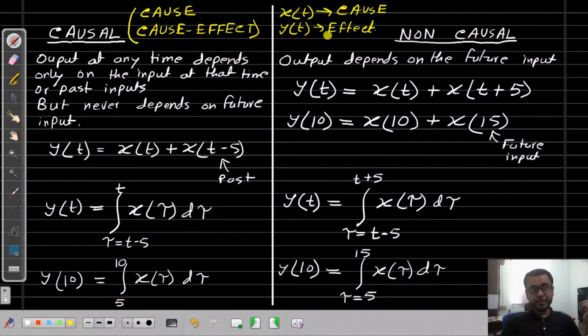Now if the effect depends on future cause, which is funny, then we say the system is non-causal because it does not obey the cause and effect relationship. So a non-causal system does not obey the cause-effect relationship, that the cause must precede the effect, whereas a causal system obeys that relationship, that effects must come after the cause.